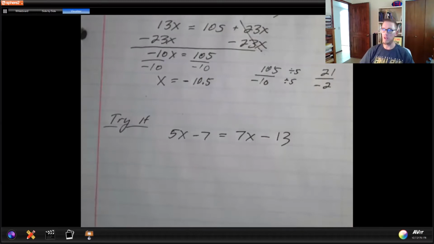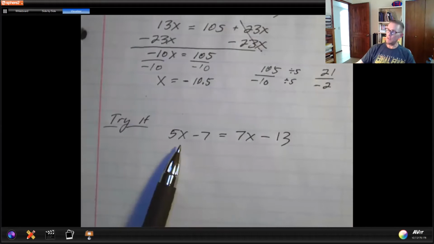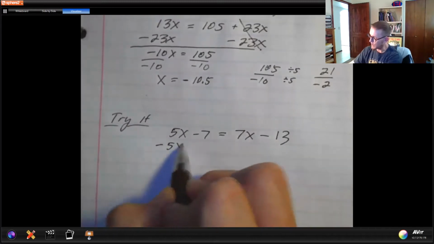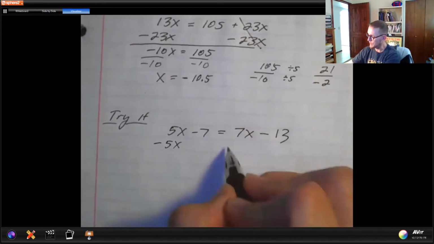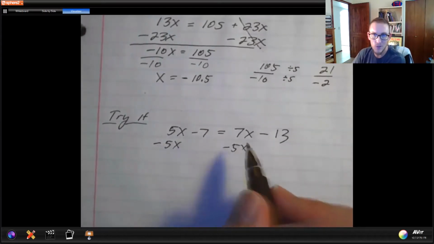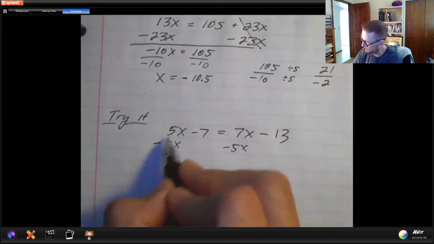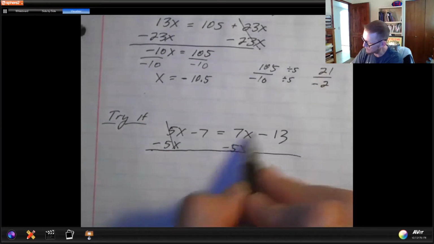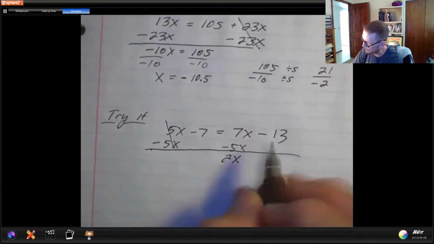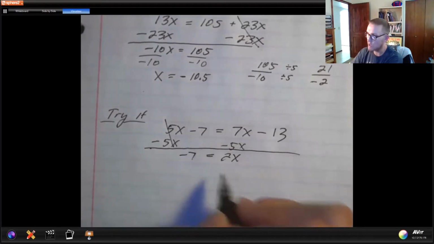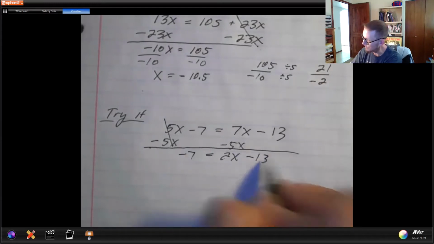Now that we're back, let's see how you did. I'm going to take the 5x and I'm going to move that to the other side because it's the smaller one. So in order to cancel it out, I'm going to subtract 5x and I'm going to subtract 5x. If the thing I'm moving is already negative, I would just undo it with a positive. So the 5x's cancel out. 7x minus 5x is 2x. Bring the equals straight down. Bring the negative 7 straight down. Bring the negative 13 straight down.